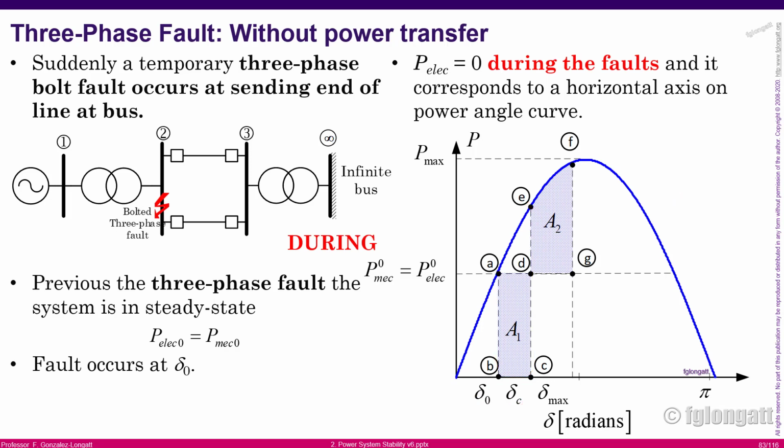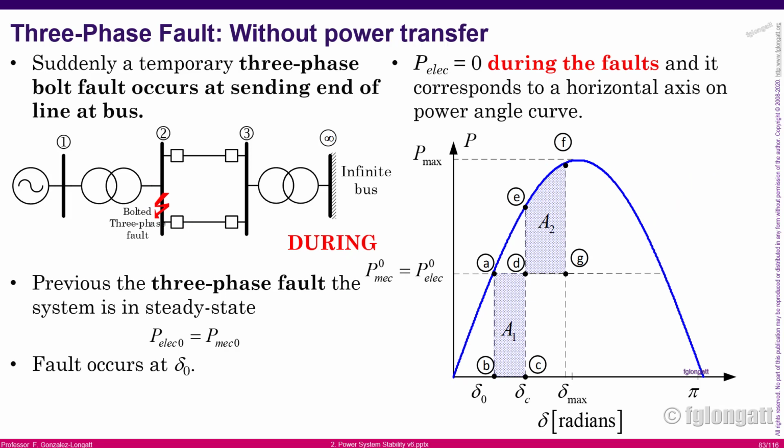Let me clean here. Here, electrical power is 0, that is during the fault. And the blue one, this one, is before the fault and after the fault. Before and after, they are equal because we are assuming that this fault appears and suddenly disappears. That is what is happening there.